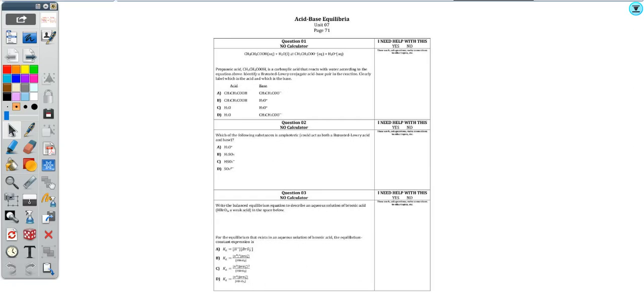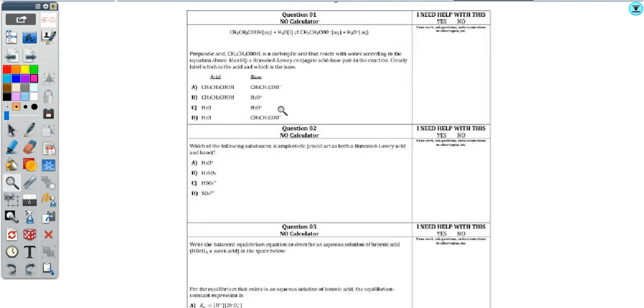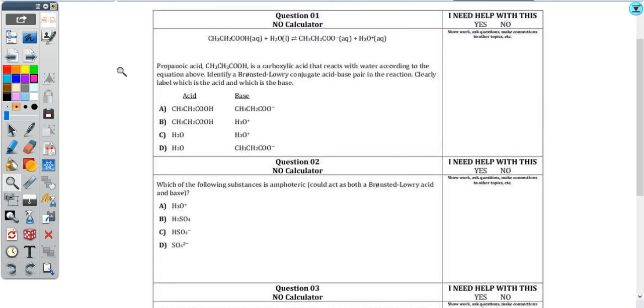Hey peeps, we're going to go over Unit 7 Day 1 quiz questions just to give you a chance to get a better understanding of how some of these questions are supposed to work. So question number 1 is asking you to identify acid-base conjugate pairs.